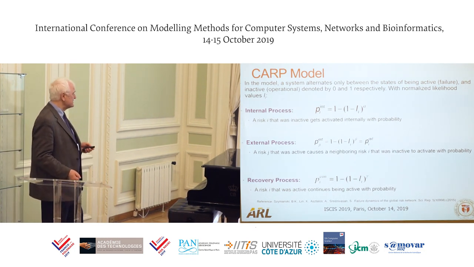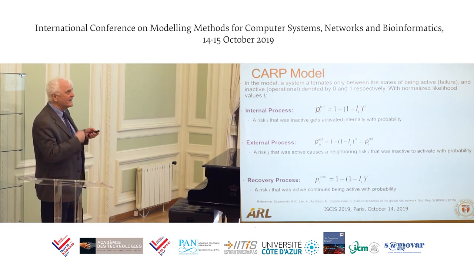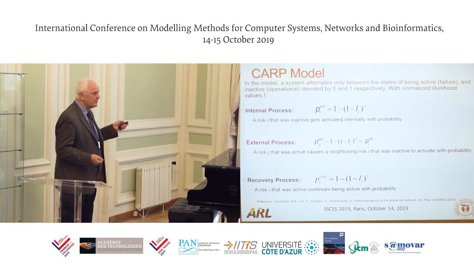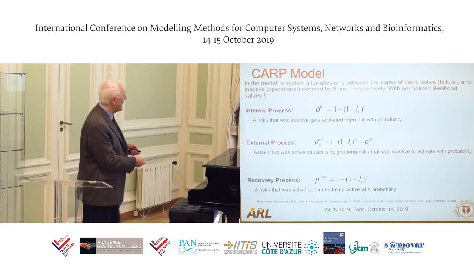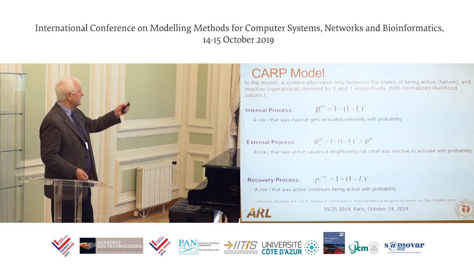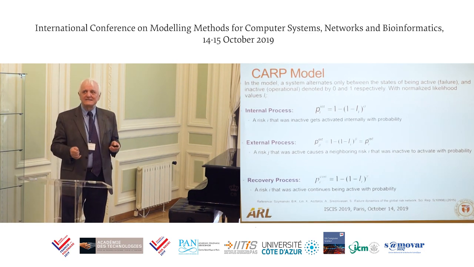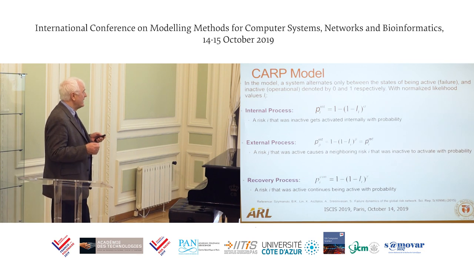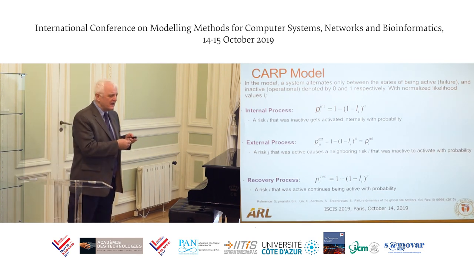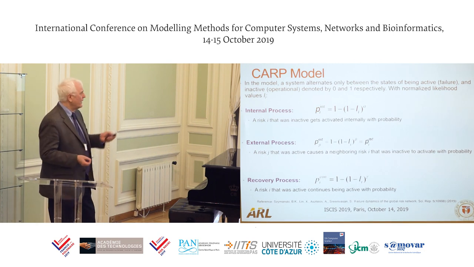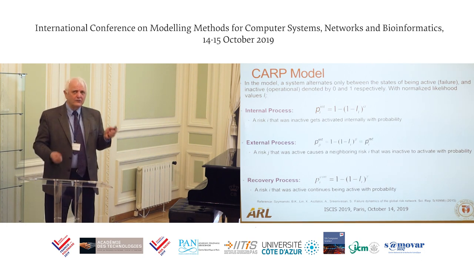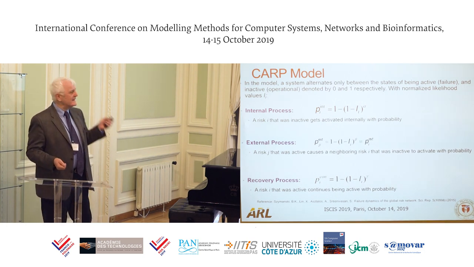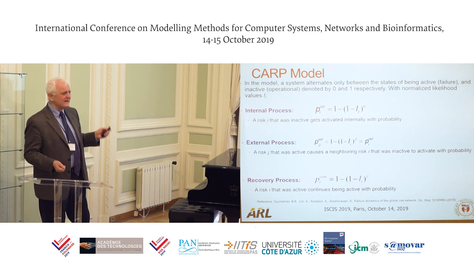In this external process, we have a cause where one risk being active activates the other. And then the recovery process is telling us how likely this risk is to continue to be active. And please note, L in these equations means likelihood assessed by the experts. And then we allow that the experts may distort the probabilities. So therefore, we have these very important parameters, alpha, beta, and gamma, which we would like to find from the past performance, which would tell us how precise experts were in assessing the risks.